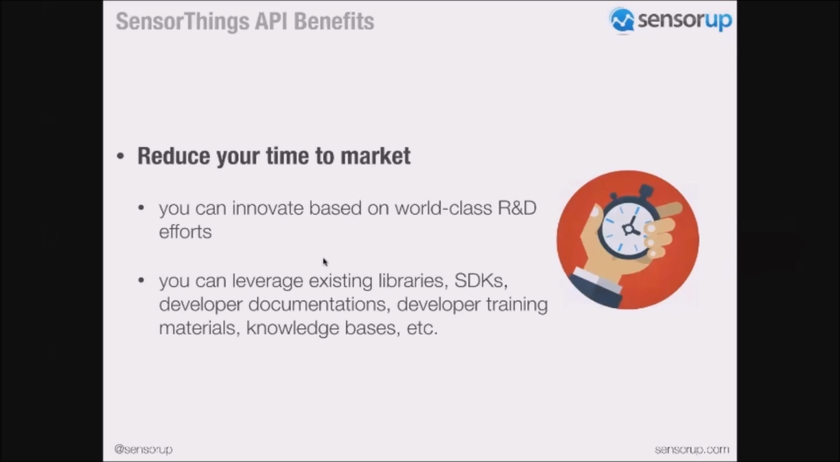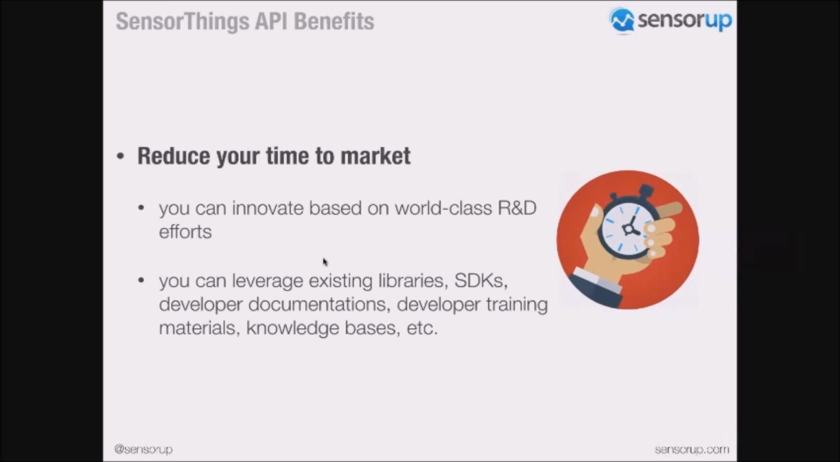Also, by using SensorThings API, you reduce your time to market. You innovate based on world-class R&D efforts. So that's basically two choices: you do it by yourself and learn your lessons, or you build your application based on existing world-class effort. And because it's an open standard, you can leverage existing libraries, SDKs, developer documentation, developer training, knowledge bases, etc. So think about it.